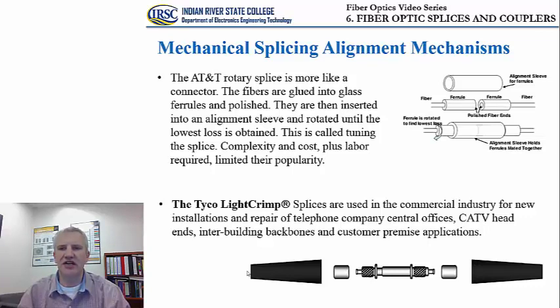And the last mechanism that we're going to mention is Light Crimp offered by Tyco. These splices are used in the commercial industry for new installations and repair of telephone company central offices, interbuilding backbones, and customer premise applications.